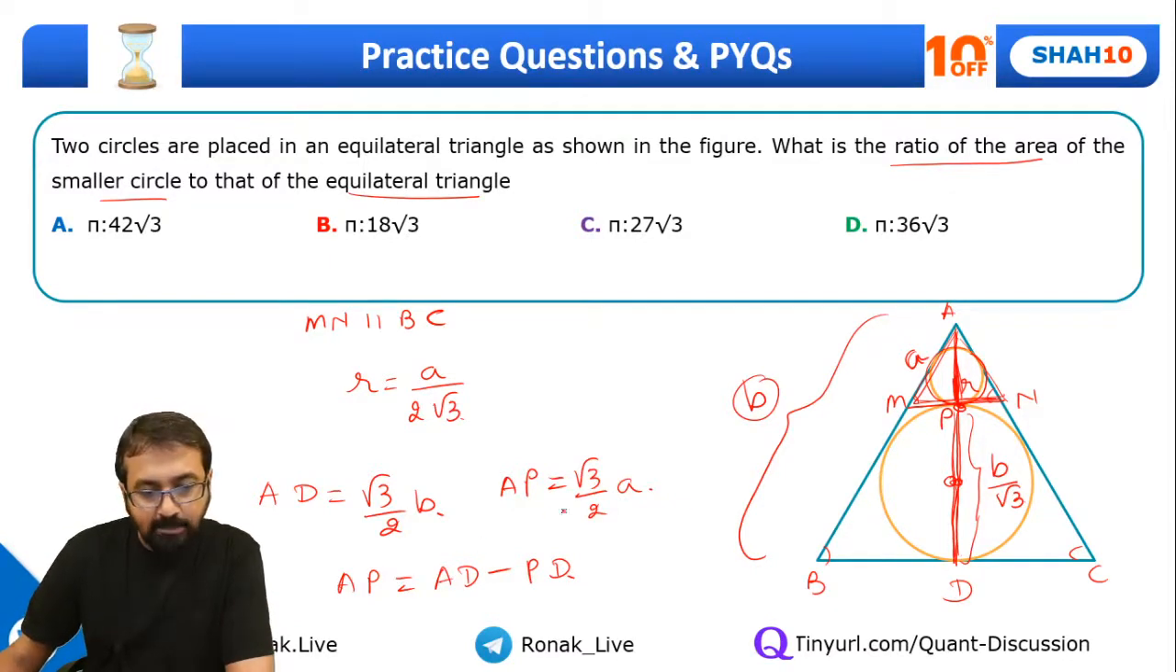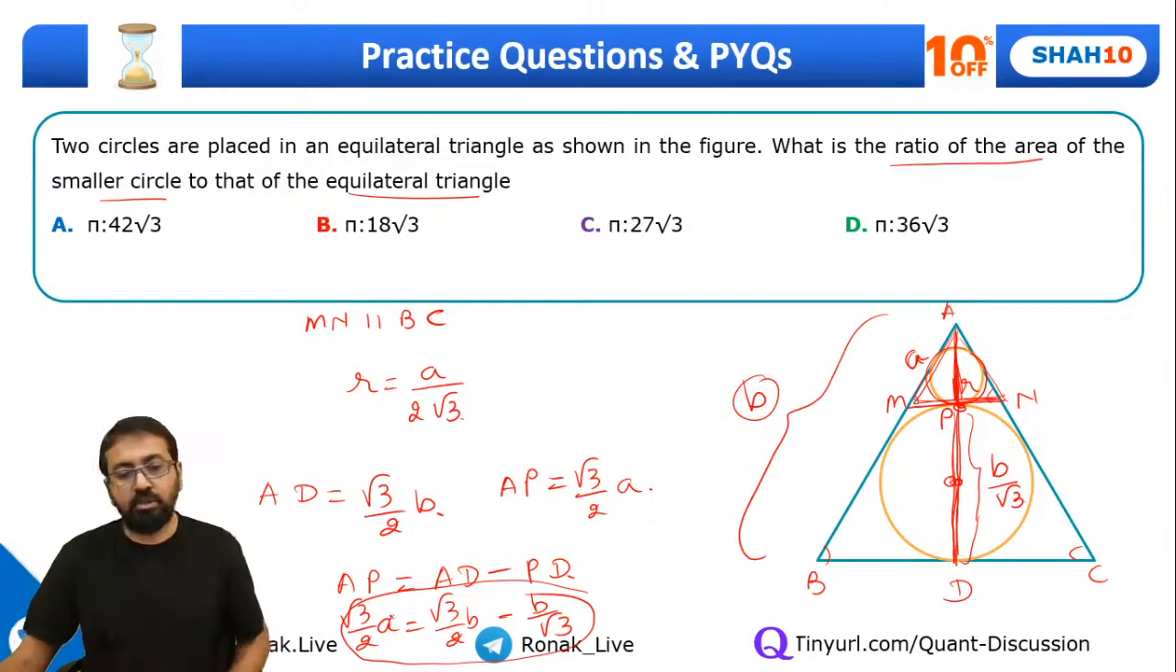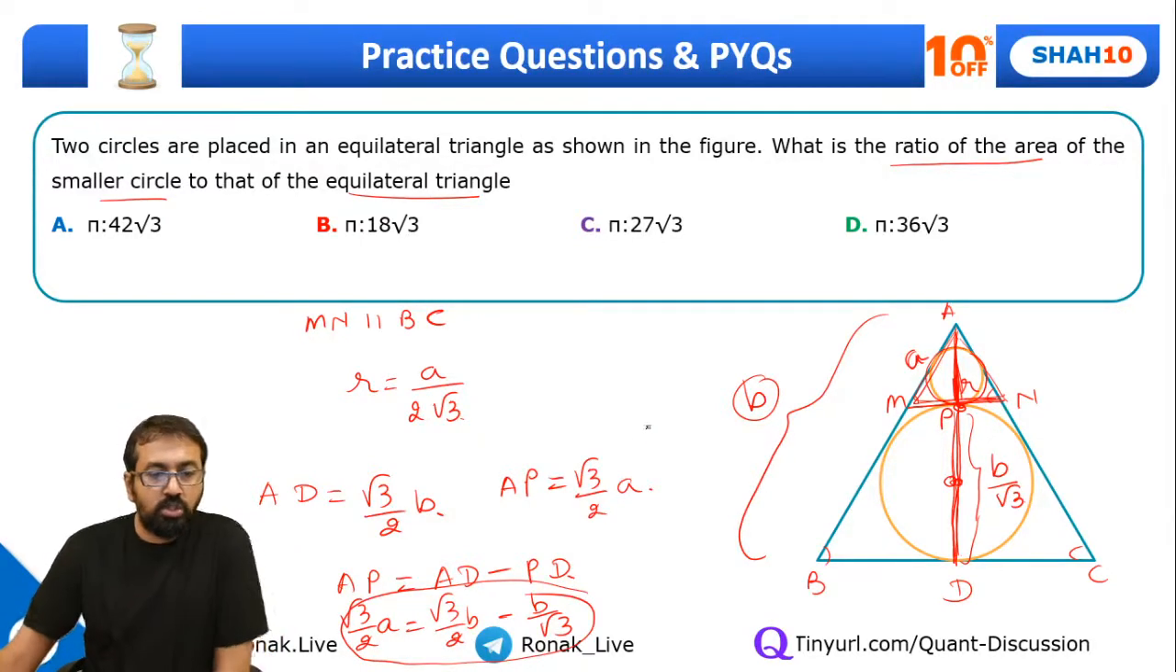So we know AP is root 3 by 2 times a, which is equal to AD, which is root 3 by 2 times b, minus b by root 3. So are you getting this? We are getting some relationship between a and b over here. This is what we need to find out. So we will find b in terms of a, right? That will be better.